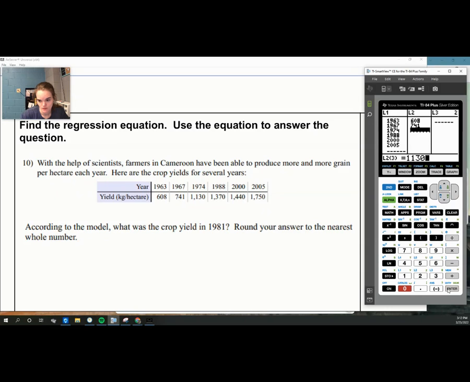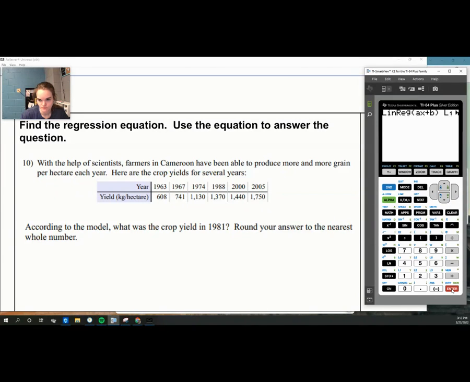1,130, enter. 1,370, enter. 1,440, enter, and 1,750, enter. All right, stat, calc, 4. Ooh, I messed that up. Do not do what I just did. If you ever do that, you can just press second, and this little one right here, it replaces it with L1. It should be L1, L2, like I just accidentally did.